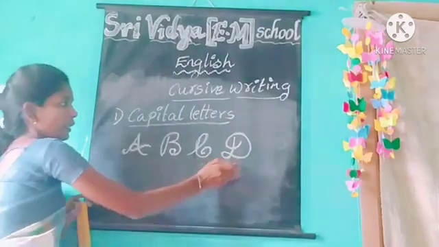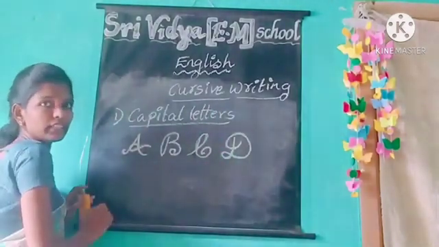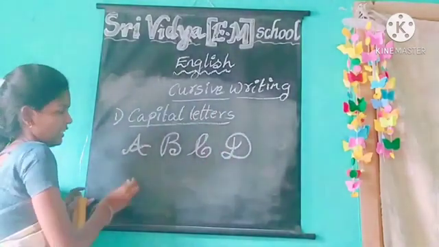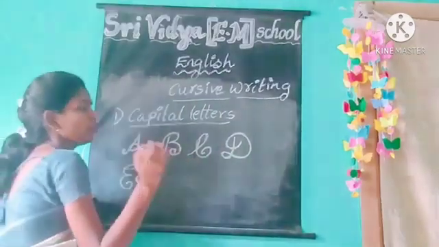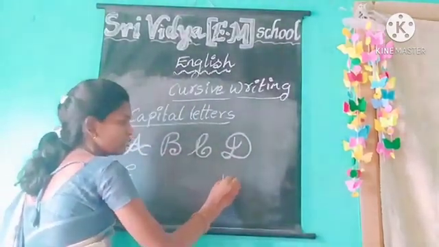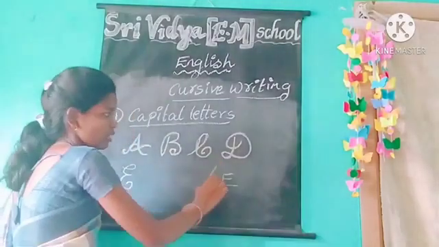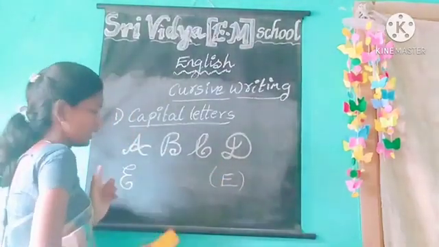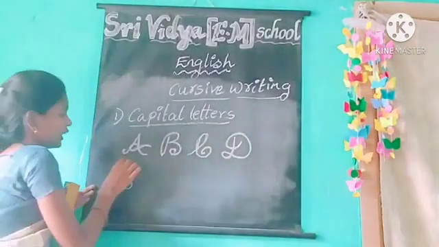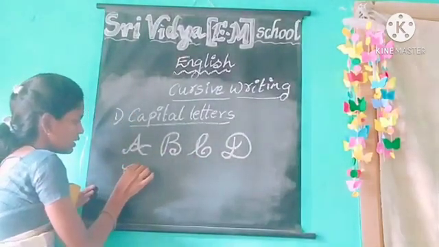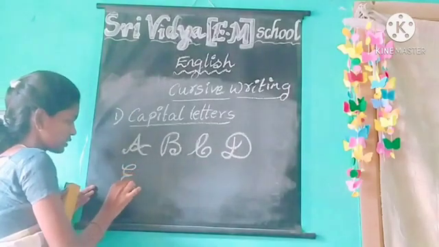Okay. After completing D, what is the next letter after D? E. E should be written like this. So normal letter అయితే E ఎలా ఉంటుంది? ఈ విధంగా. This is the normal writing. Okay. But in the cursive writing, it is in this form. So in the cursive writing, E should be started like this.